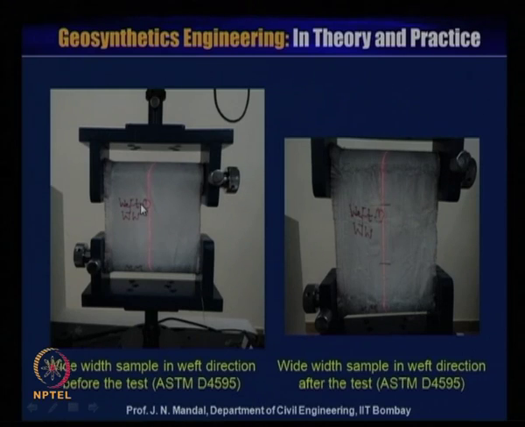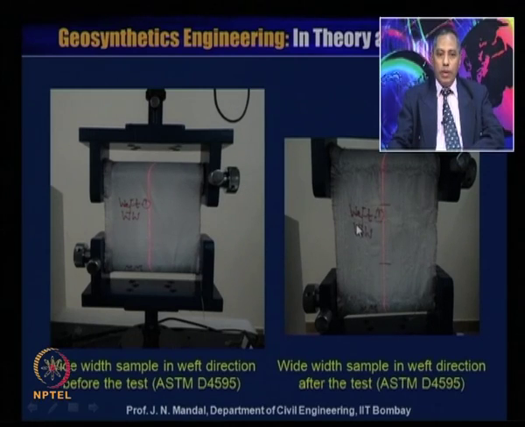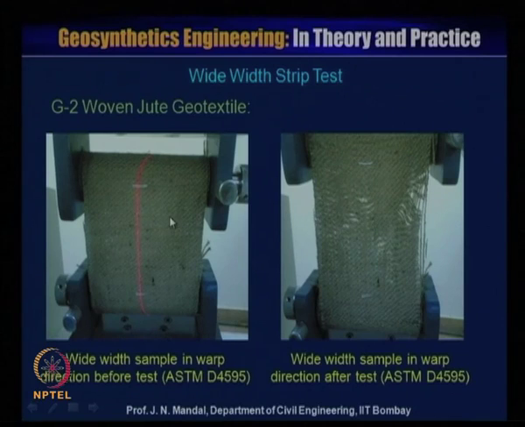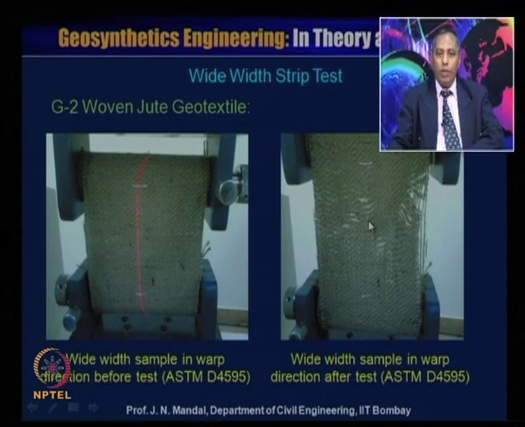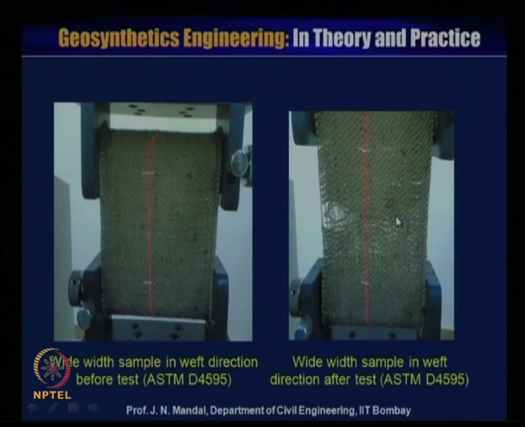Similarly, this wide width test I have also performed in the weft direction, before the test and then after the test. You can see the nature of the failure of the woven geotextile in the weft direction. Now, this is the wide width strip test for the woven jute geotextile material. This is the wide width sample in the warp direction before the test as per ASTM D4595, and you can see the failure of the jute geotextile sample after the test. It is a very typical failure of jute geotextile. This is in the weft direction, before the test and also after the test.